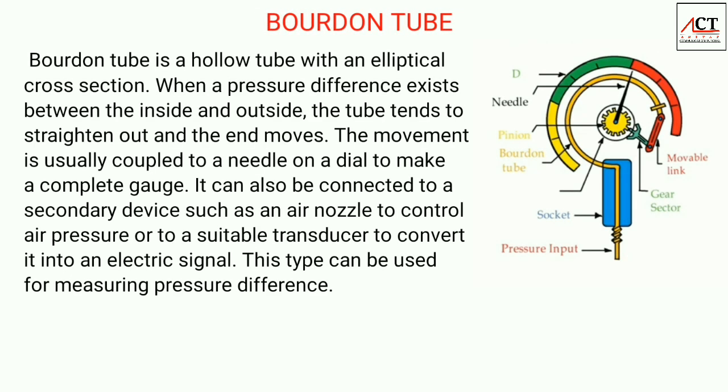The next is a Bourdon tube. It is a hollow tube with an elliptical cross section. When a pressure difference exists between the inside and outside, the tube tends to straighten out and the end moves. The socket and screw help to fix the Bourdon tube in its position, and the socket has a small capillary tube through which we can give pressure input to the pressure gauge. The tube is welded to a socket so that fluid can enter into the tube through this socket. This tube is free at one end and is properly sealed.